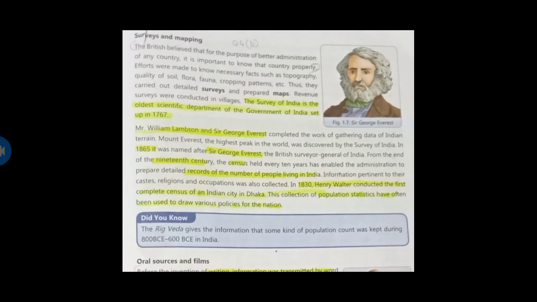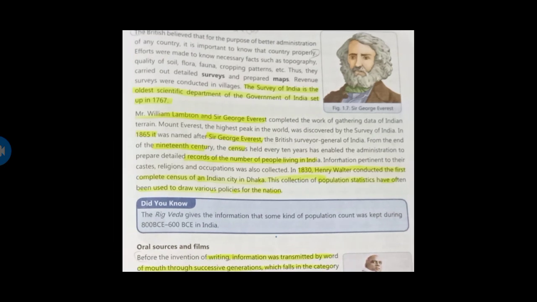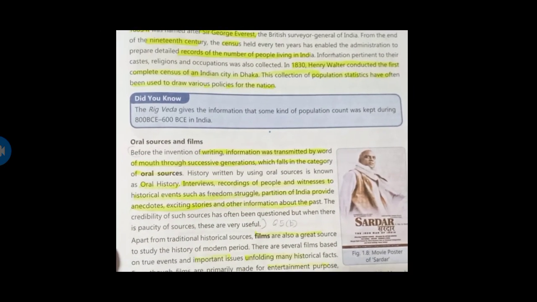And the third last question over here is: when did Henry Walter conduct the first complete census of an Indian city, Dhaka? So that's 1830.